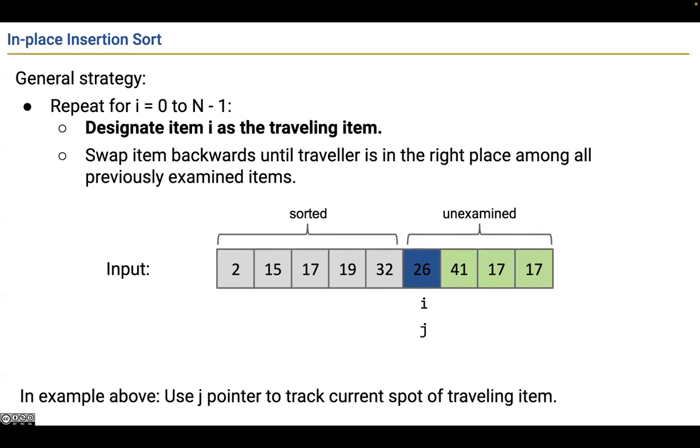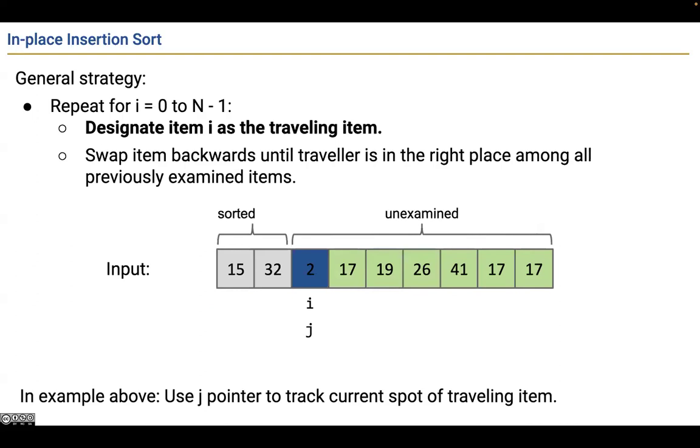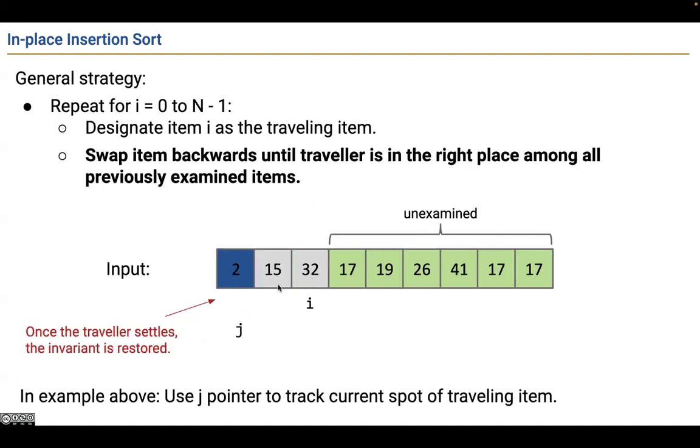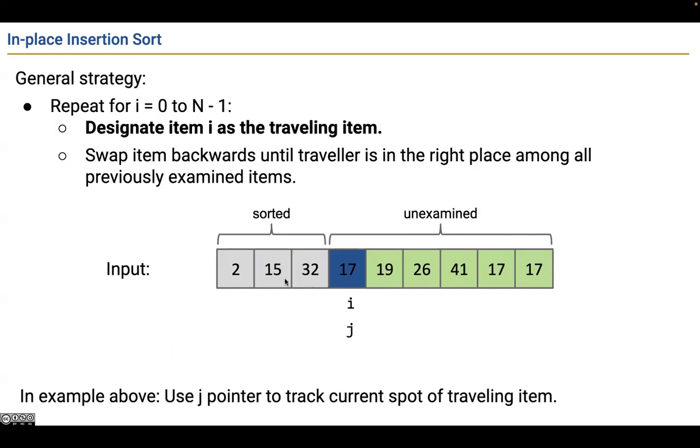So that's a nice invariant you can use if you're thinking about insertion sort. For example, here, when the 2 is about to travel, the 2 knows that everyone to the left is currently sorted because they've all traveled before and found their rightful place. But temporarily, as the 2 is moving, it might temporarily break the invariant, like 15, 2, 32. That's not sorted. But once the 2 finishes its journey, then everything to the left of the current item will be sorted again.